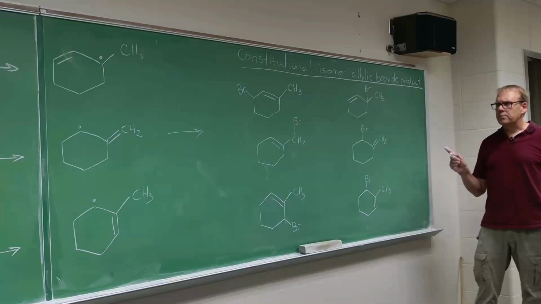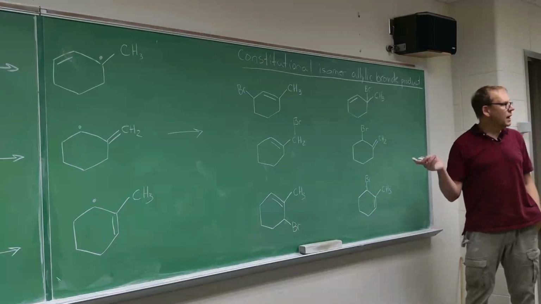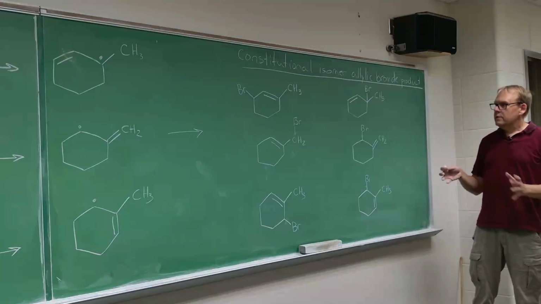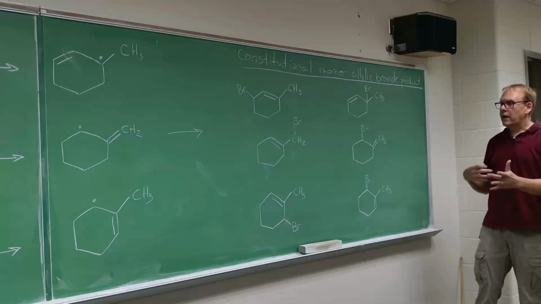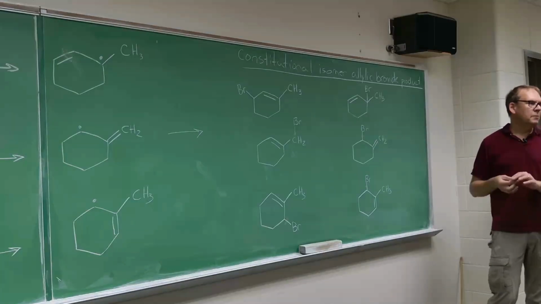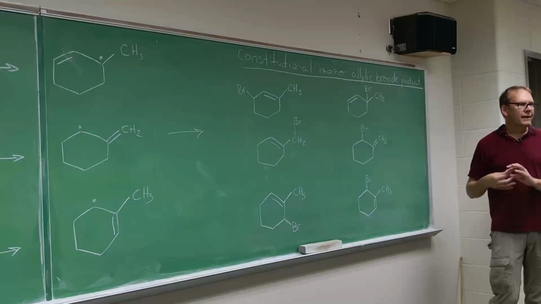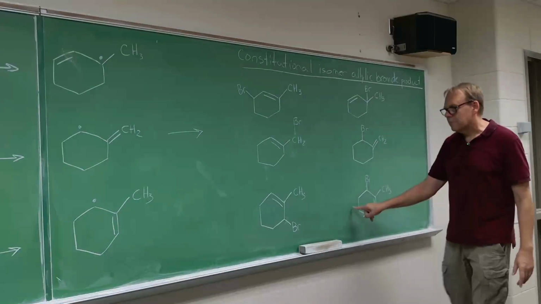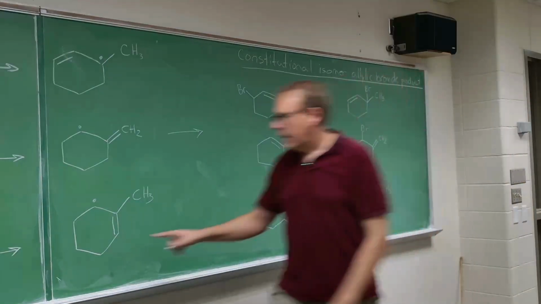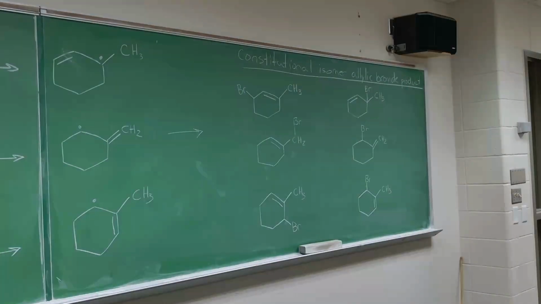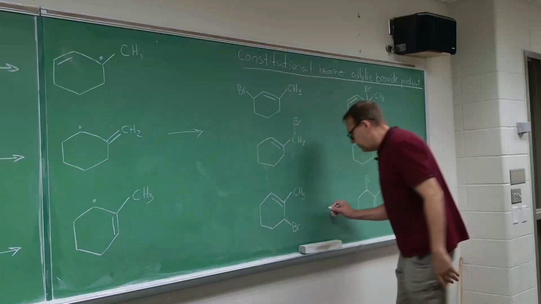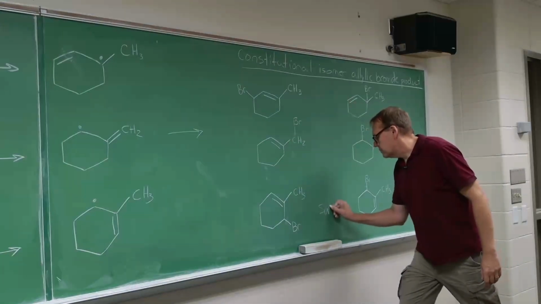Sometimes the products that get produced, you get duplicates. So with one of these, there's a set that's a duplicate set. If you look, it's these bottom 2, because the 2 radicals that they came from are just rotations of each other. The products that form, the constitutional isomers of each other, are also the same. So these are the same.